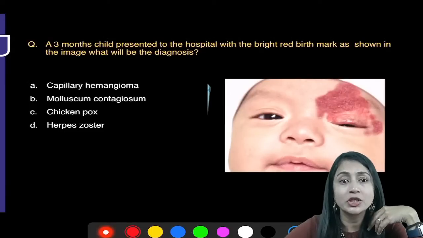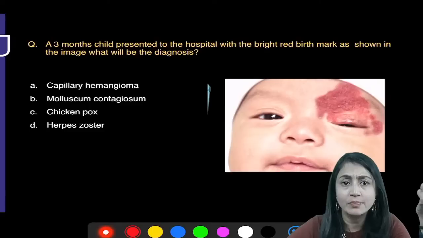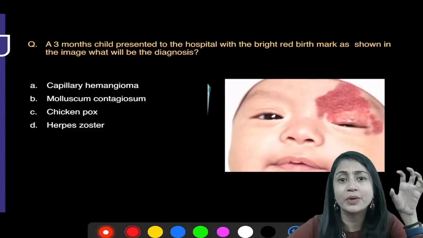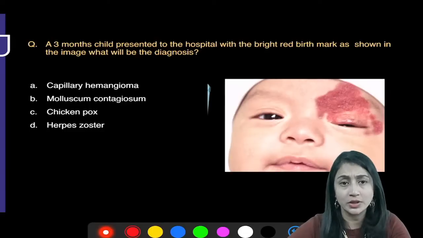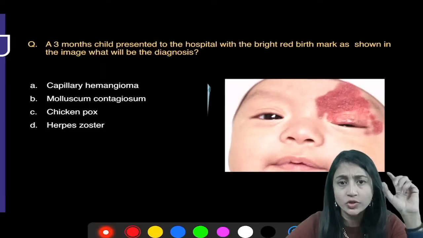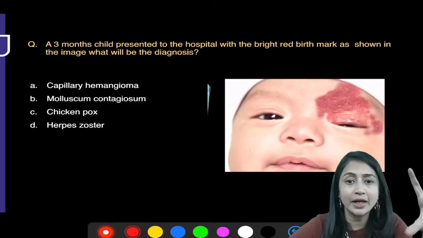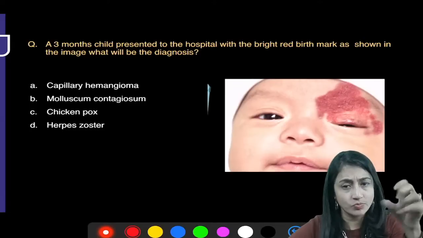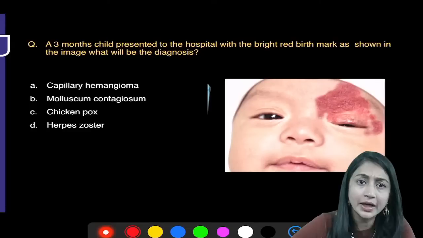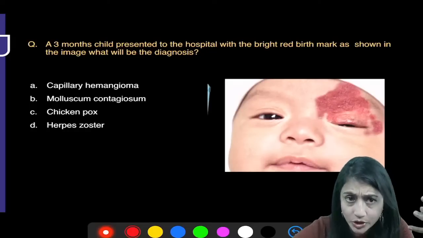Coming to the next question, a 3-month-old child presented to the hospital with a bright red birthmark as shown in the image. What will be the diagnosis? So here I have a 3-month-old infant and I see a red mark on the eyes. To put it in layman's terms, a red plaque.